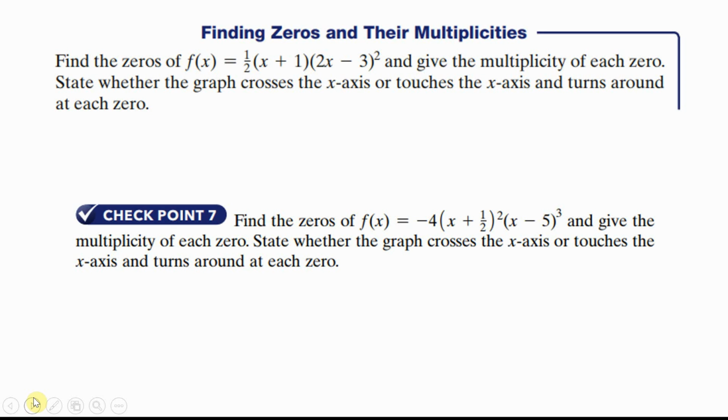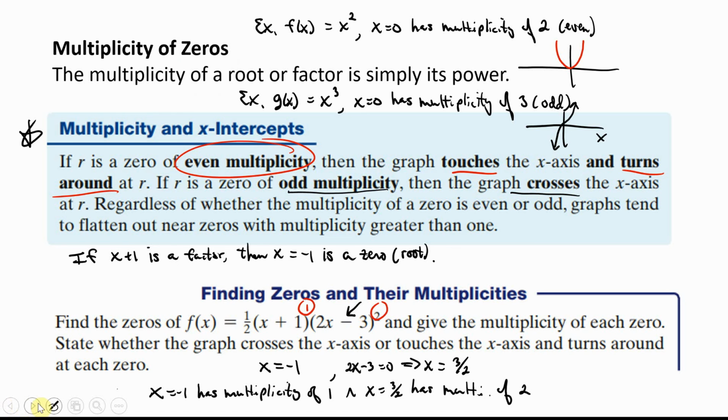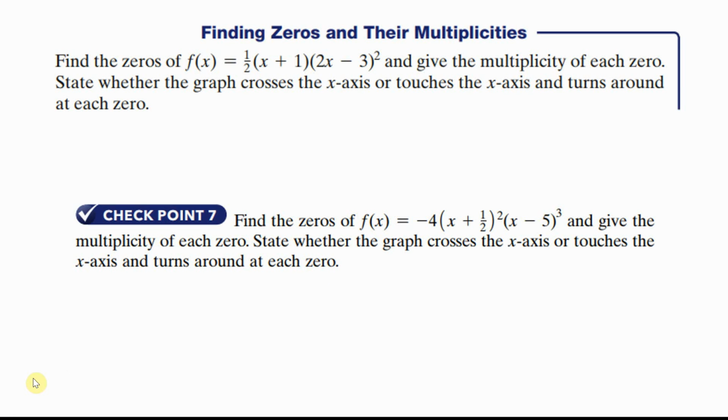All right. So here, finding the zeros and their multiplicities. What are the zeros? Let me repeat myself. Let's look at check 27. All right. So what are the zeros down here for check 27? What's the first one?